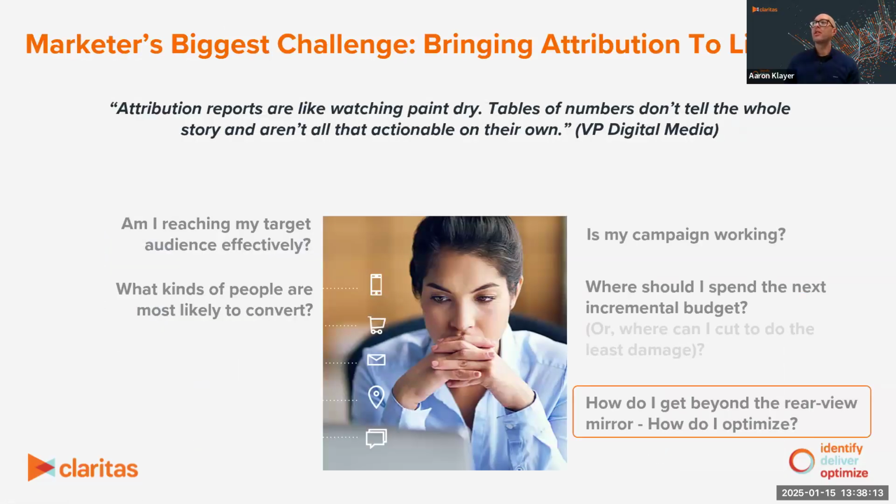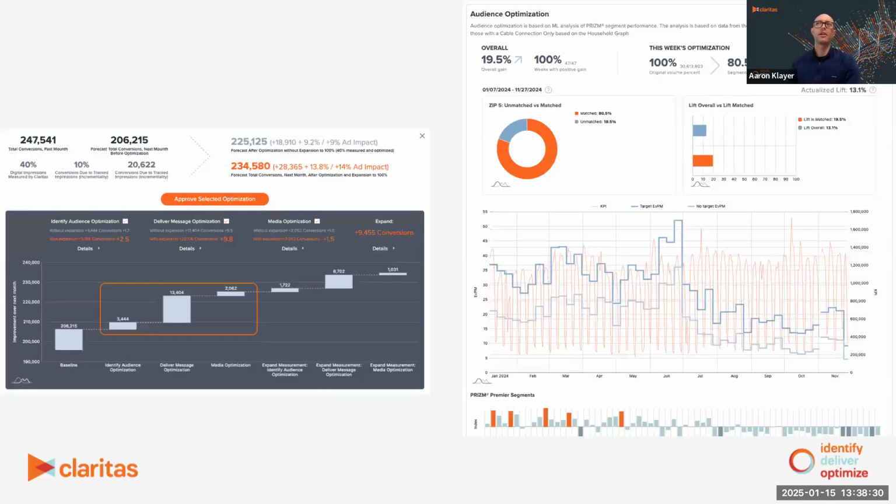So how do I go beyond the rear view mirror? How do I optimize? This is a very important section for us as well. Not only are we saying what happened in the past, how can we use the insights to see where to spend the next dollar for highest impact, but how do I automate it and leverage AI to give us the automatic optimizations that are going to help you to do it in real time to really squeeze out higher incrementality.